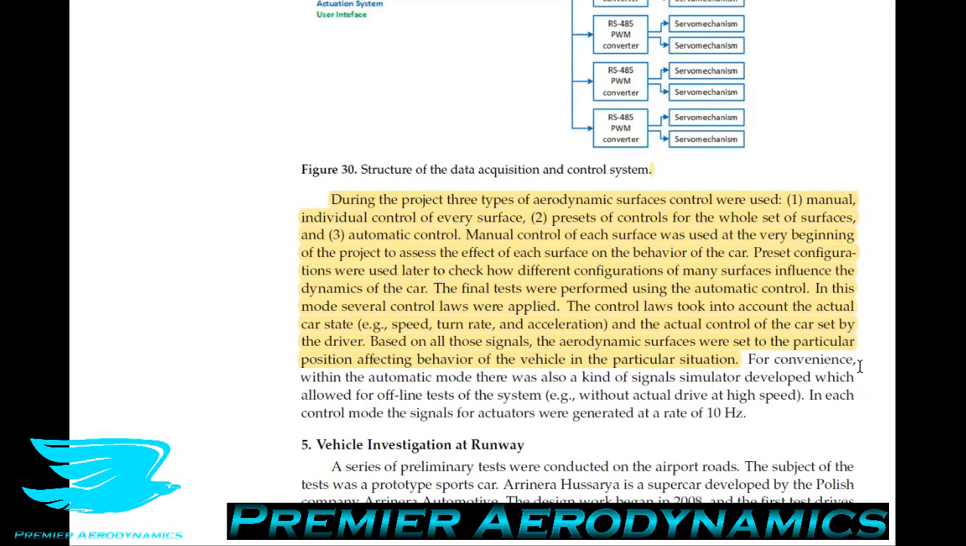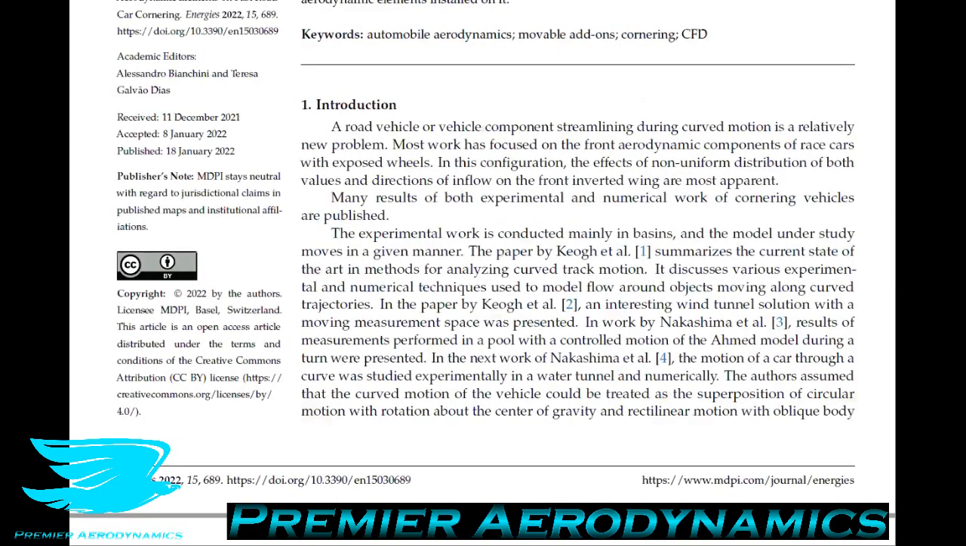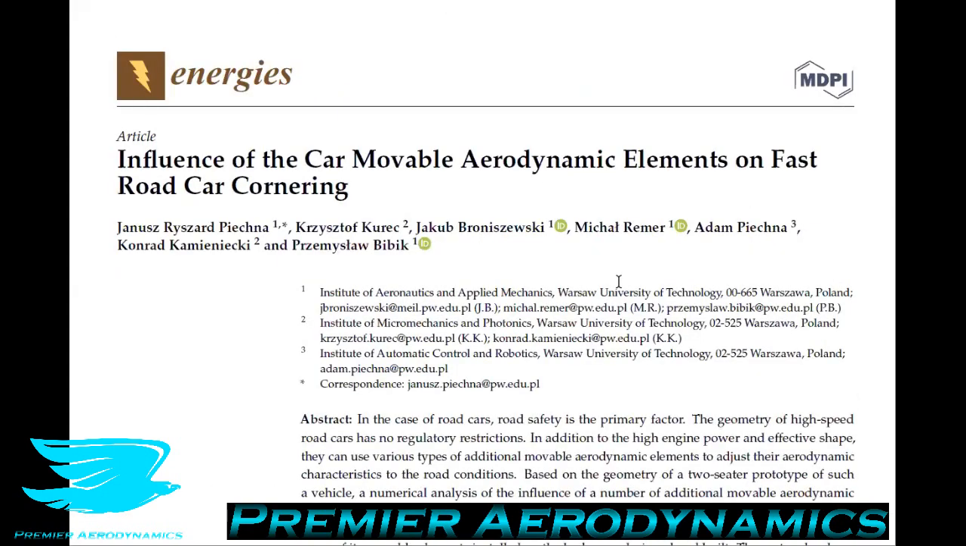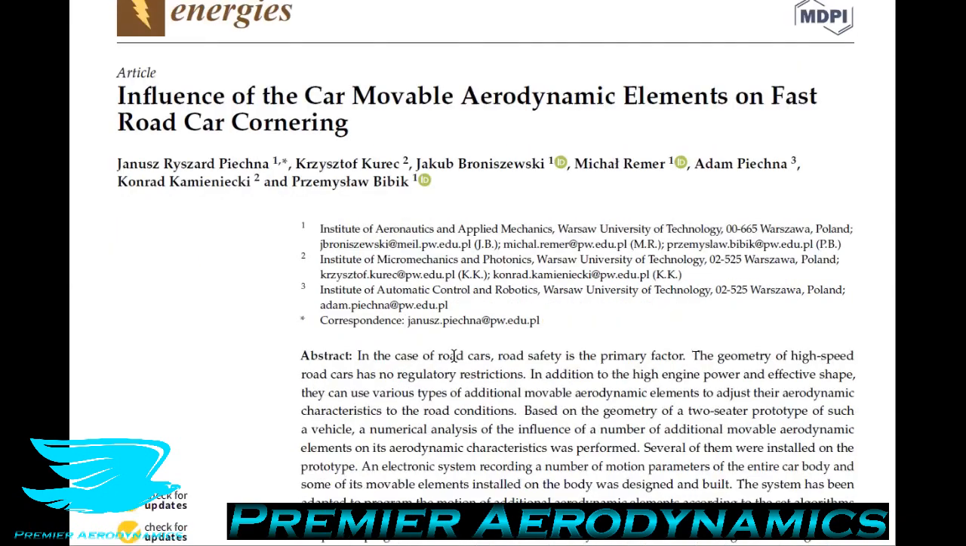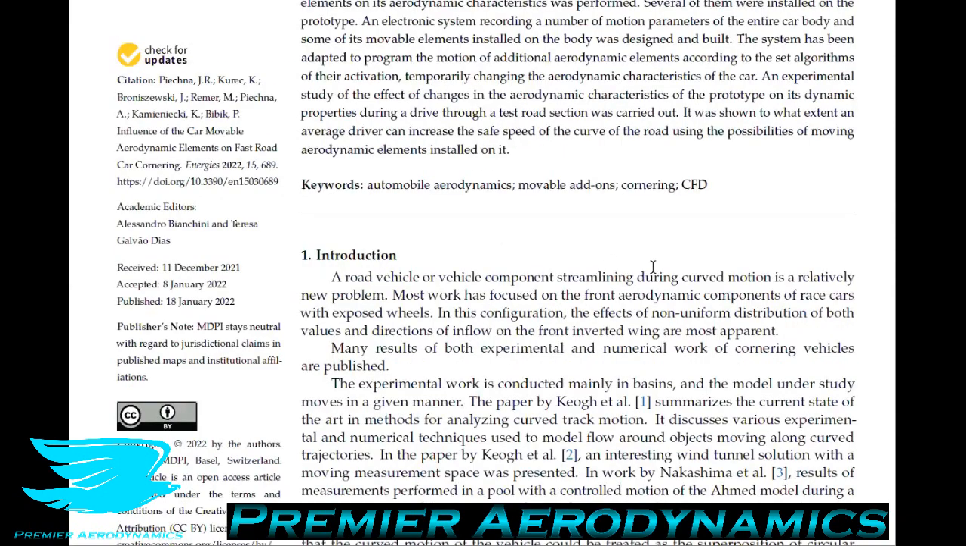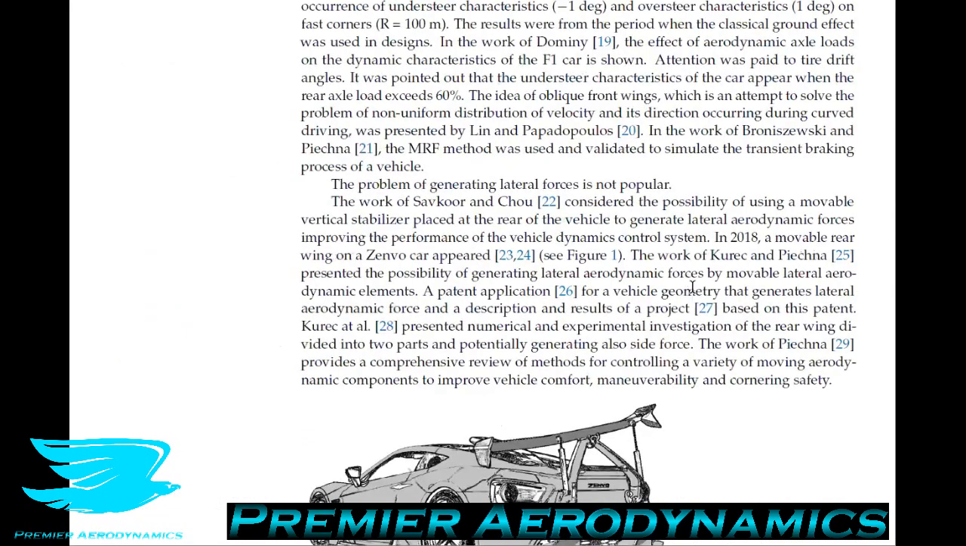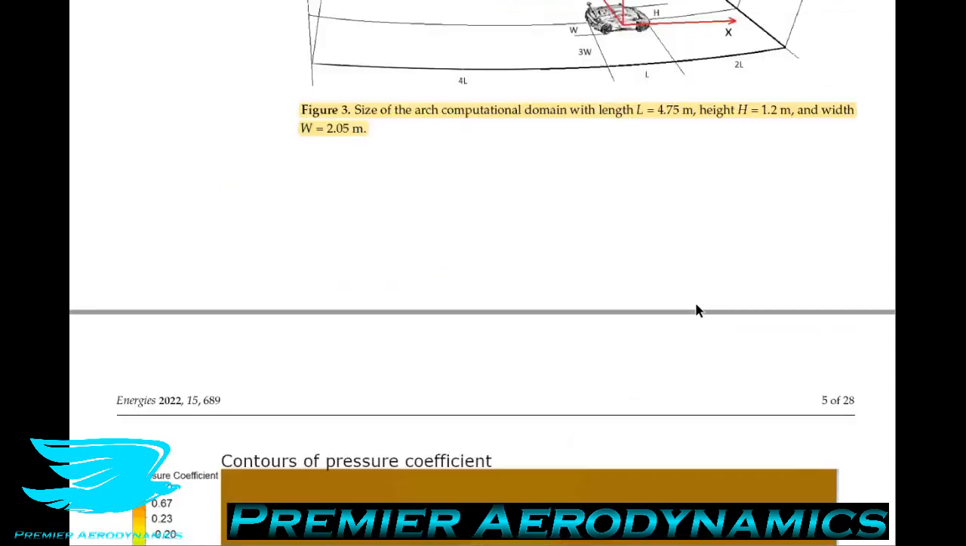The other two parts, podcasts number 126 and 127, we looked at some CFD results of these aerodynamic control devices. And to do that, we looked at a paper called Influence of the Car Movable Aerodynamic Elements on Fast Road Car Cornering. And this is an access paper. You can find it in the link in the description. So let's quickly recap actually what we looked at, because there are a few elements that we'll be covering in this podcast that come from that podcast.